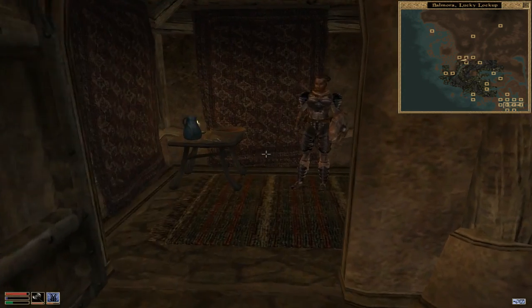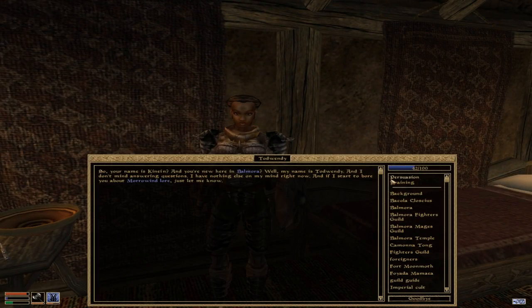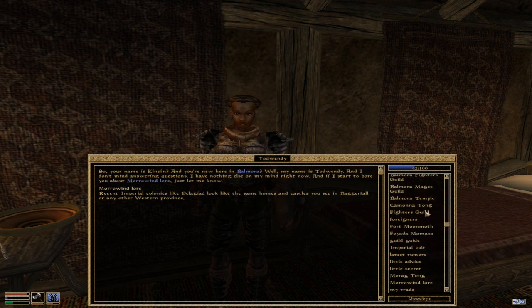Just looking around. Who is this? So, your name is Kname, and you're new in Balmora. Well, my name is Todd Wendy, and I don't mind answering questions. I have nothing else on my mind right now, and if I start to bore you about Morrowind lore, just let me know. Morrowind lore. Recent Imperial colonies like Pelagiad look like the same homes and castles you see in Daggerfall or any other western province. Okay.